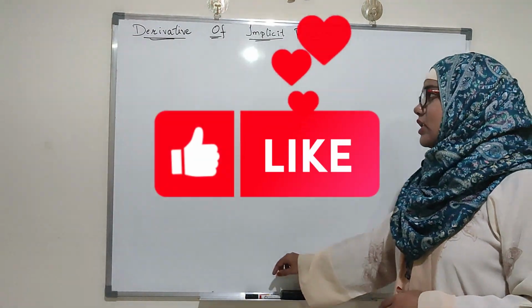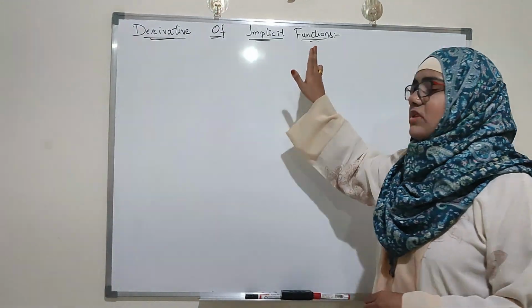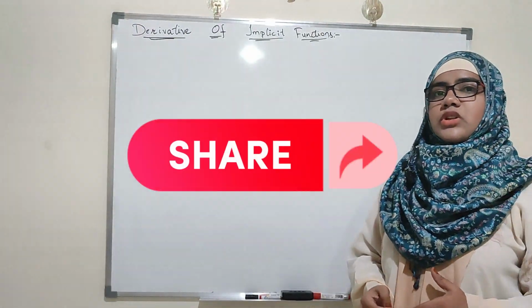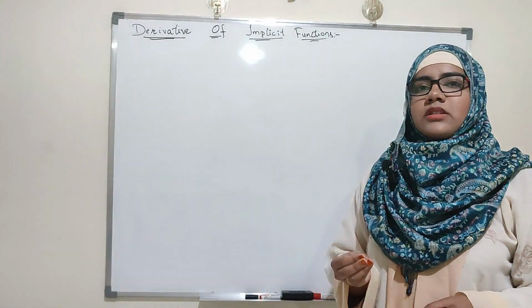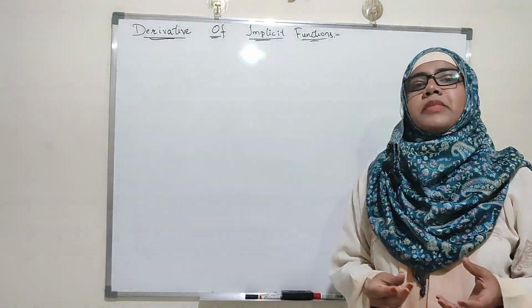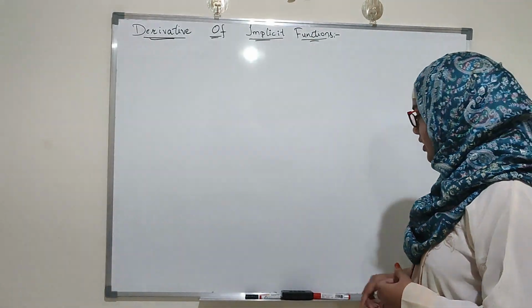So now in today's class we will discuss the derivative of implicit functions, meaning how to differentiate a function which is not very clear, or we can say sometimes a complicated function. So how do we differentiate such a function?